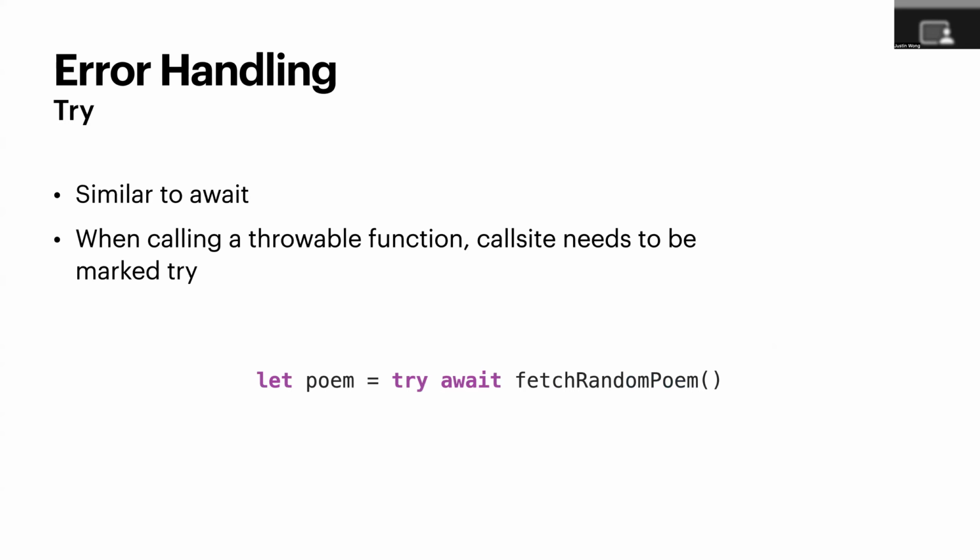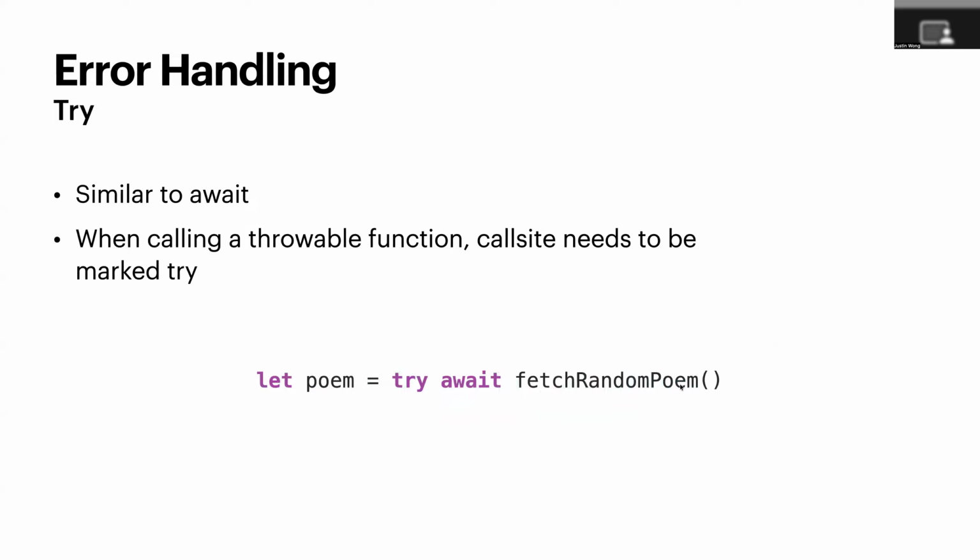Okay, so similar to await, when you call a throwable function, the call site needs to be marked with try. So when we call an asynchronous function, we have to use the keyword await. When we call a throwable function, we have to use the try keyword. So in this case, at this line, we have let poem equals try await fetch random poem.